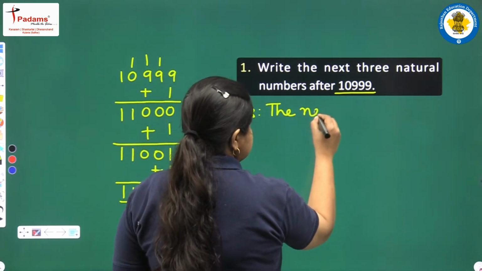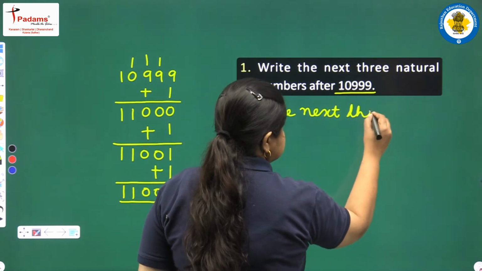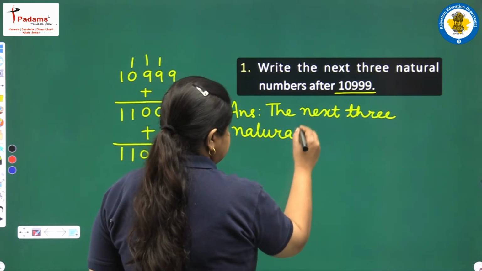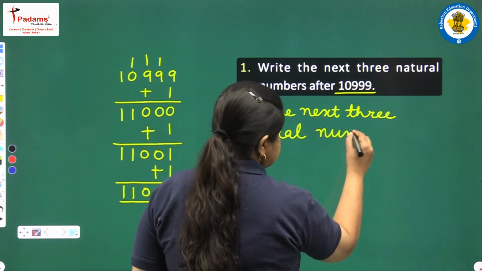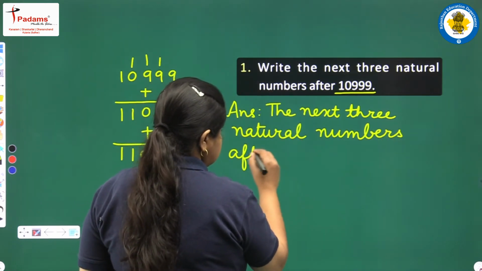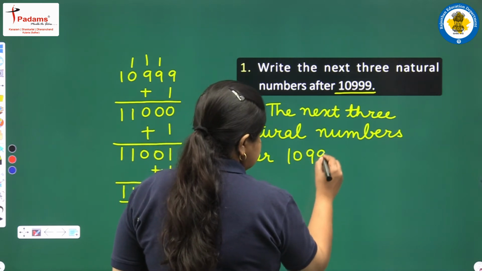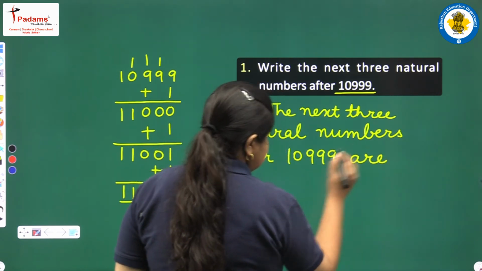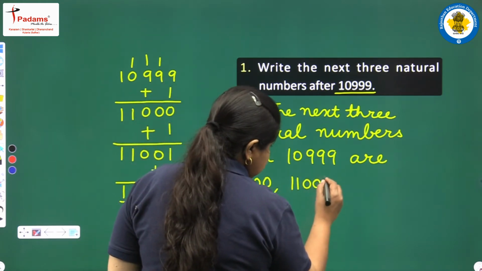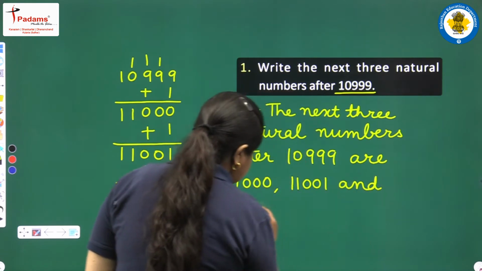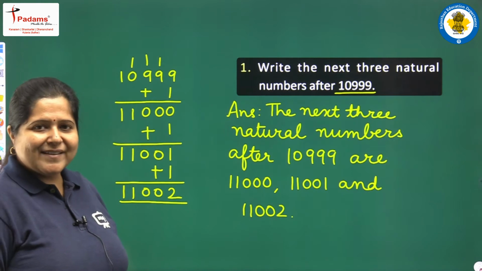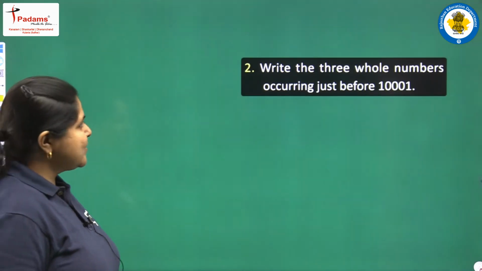The next three natural numbers after 10,999 are: the first one is 11,000, then 11,001 and 11,002. So this is your first answer. We move on to second question.